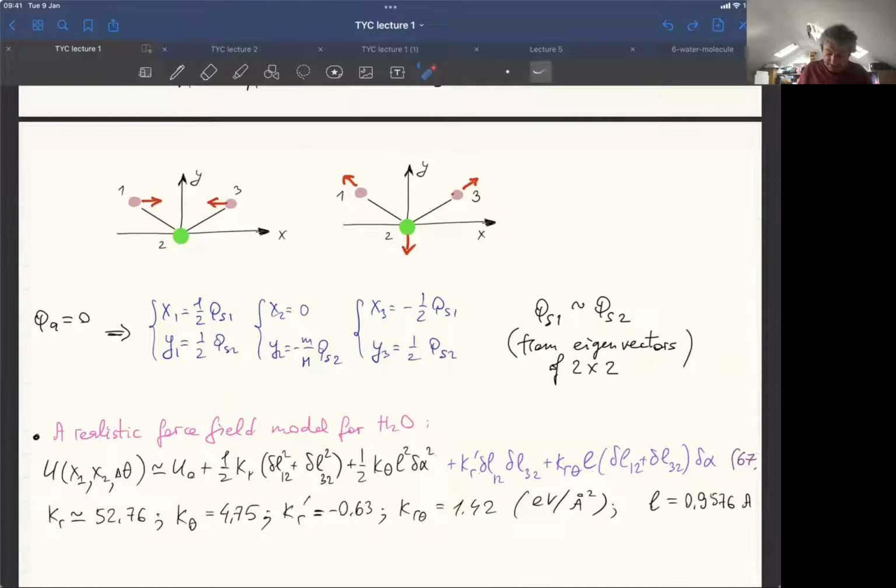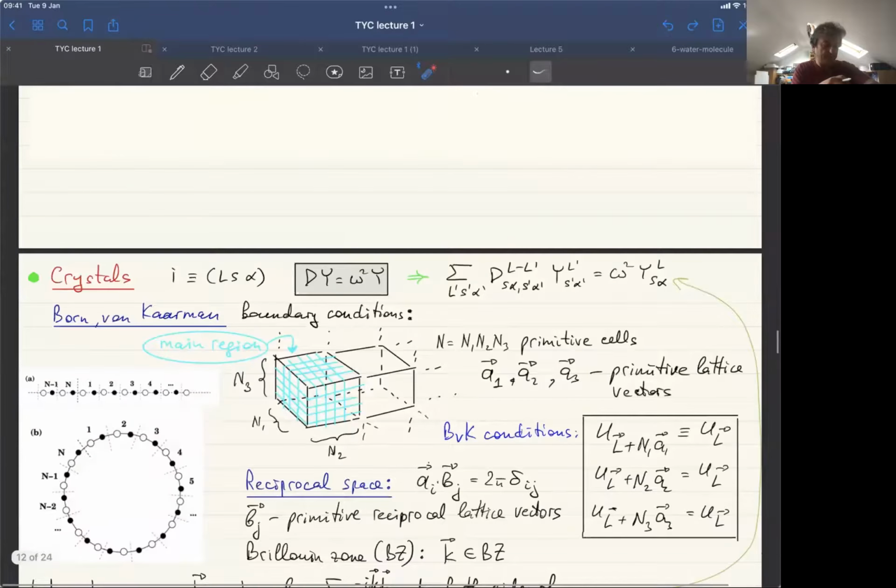And the constants are given here. You can even add more terms to the model, make it better, and then solve it in exactly the same way. The calculation would be much bulkier, but in principle, you can do this. Of course, you can do it numerically from the very beginning, but it's kind of nice that this analysis allows you to do it analytically.